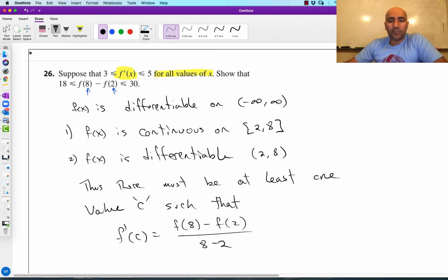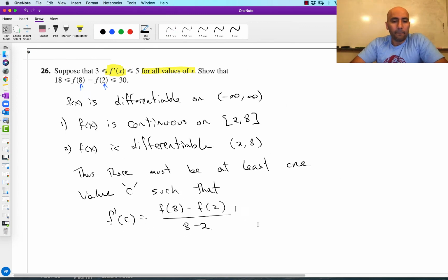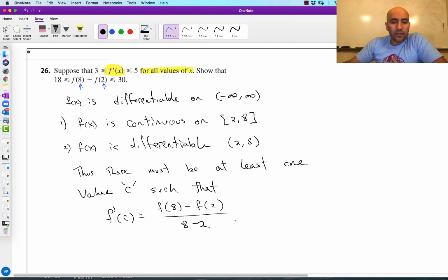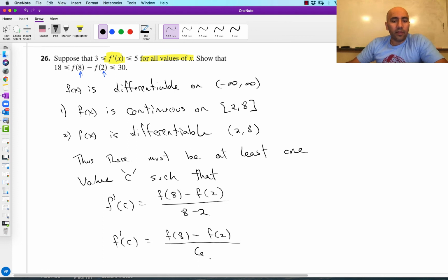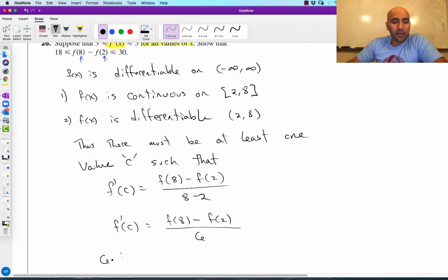Right? That's why I became interested in this interval from 2 to 8, because I could see that that's what they're interested in over here. So I can simplify this a little bit and say that this must mean that f prime of c must be equal to f of 8 minus f of 2 divided by 6. And so now if I multiply both sides by 6, I'll get that 6 times f prime of c equals f of 8 minus f of 2. Okay, almost there.